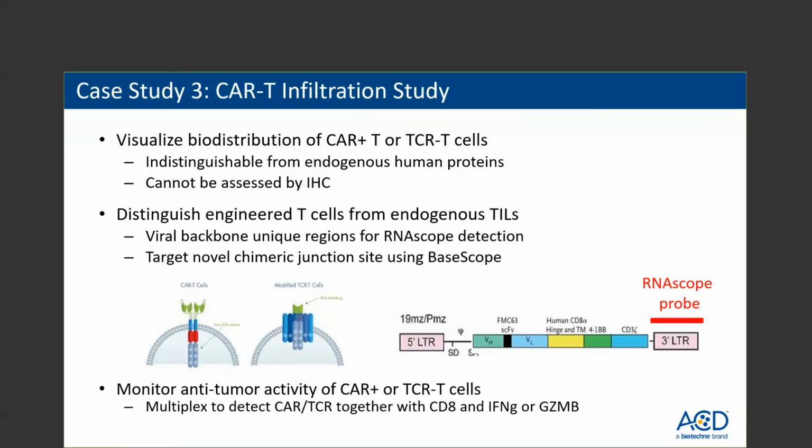While co-staining with a marker of activation such as granzyme B or interferon gamma helps enable the assessment of activation state, co-staining with a cell type marker such as CD8, CD4, CD3, etc. can help enable assessment of functionality and helps monitor anti-tumor activity.